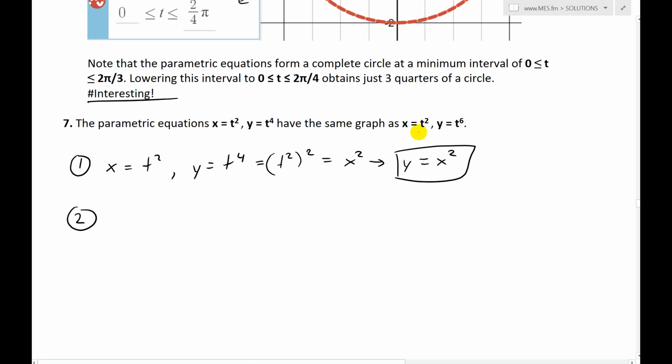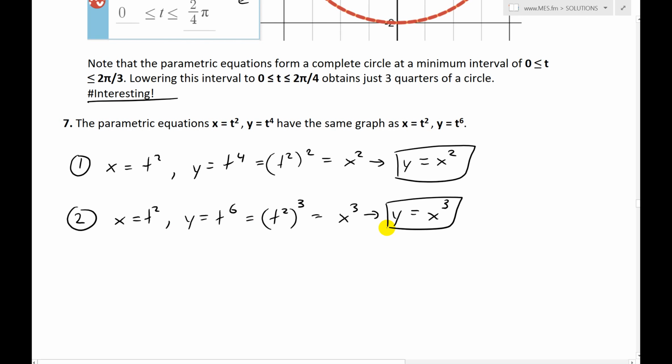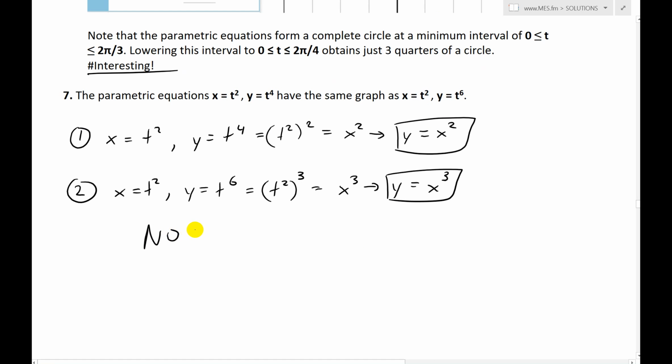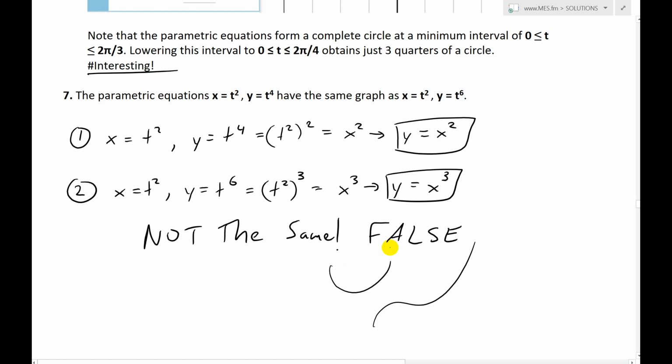So now if we look at number 2, x equals t squared. This one's y equals t to the 6. This just equals t squared, and now we have power of 3. So t squared is just x, so we have x to the 3. So we have y equals x cubed. So in other words, these are not the same. We can just write not the same. In other words, this statement is false. They are not the same graph. One is a parabola, the other one is a cubic function, going to be like that. So yes, false is the answer.